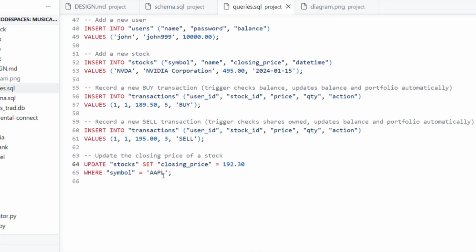And also we can update a stock closing price. So that's my stock trades.